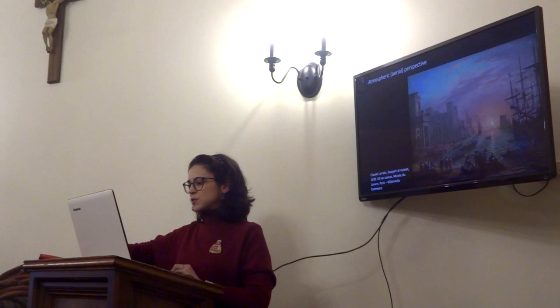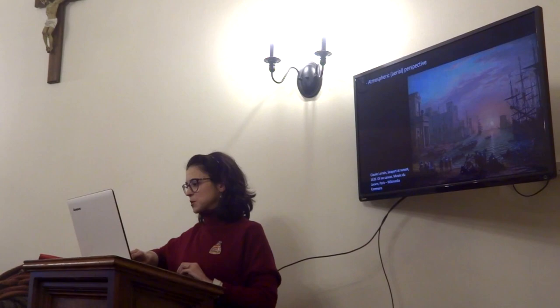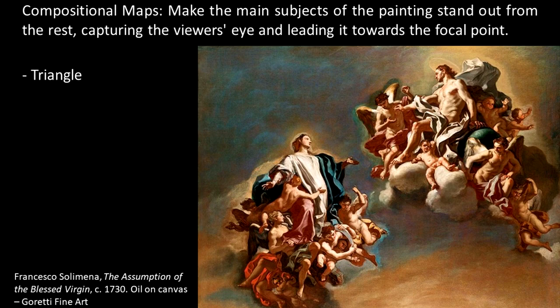So, and this is a much more naturalistic way of achieving perspective. And then another tool is the use of compositional maps. Compositional maps are just tools or techniques that make the main subjects of the painting stand out from the rest, from those in the supporting roles and from the background. They capture the viewer's eye and lead it to the focal point, to the vanishing point.